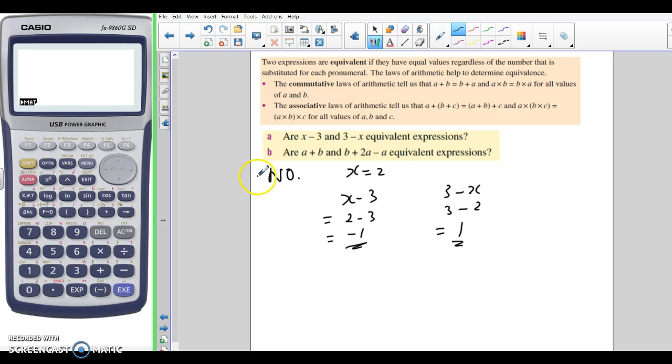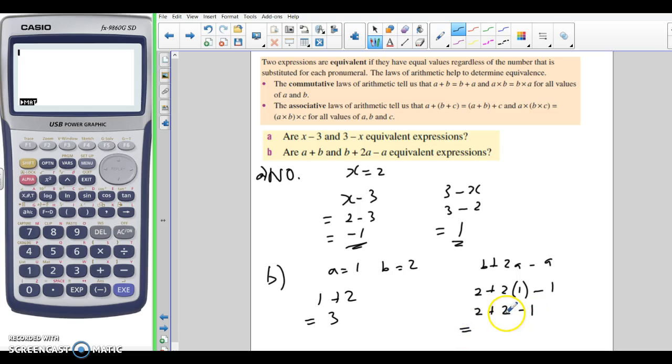Alright, we're going to have a look at B. Now just from looking at it, can we tell if they are or not? No, probably not. So let's have a bit of a look. If we say A is 1, B is 2, and we'll test it. Instead of A, you've got 1 and 2, and that gives you an answer of 3. Whereas if we look at the other version, B plus 2A take A, we'll substitute 2 in for B, plus 2 lots of A, which is 1, take away 1. So you're going to have 2 plus 2 take 1, 2 plus 2 is 4, take 1 is 3. So for B, we would say yes, they are equivalent.